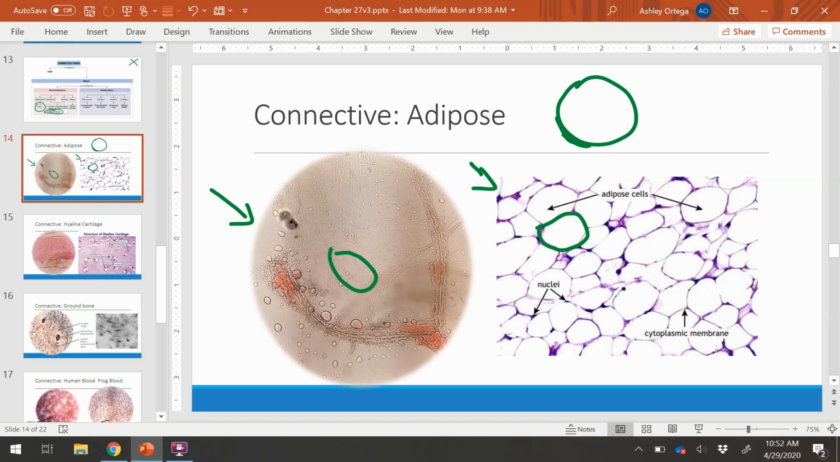And so here, that's what you're looking at. It's adipose tissue. You want to be able to recognize what this looks like.